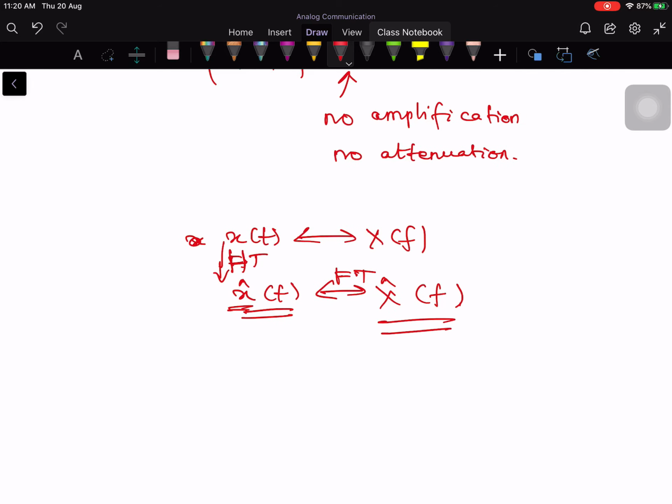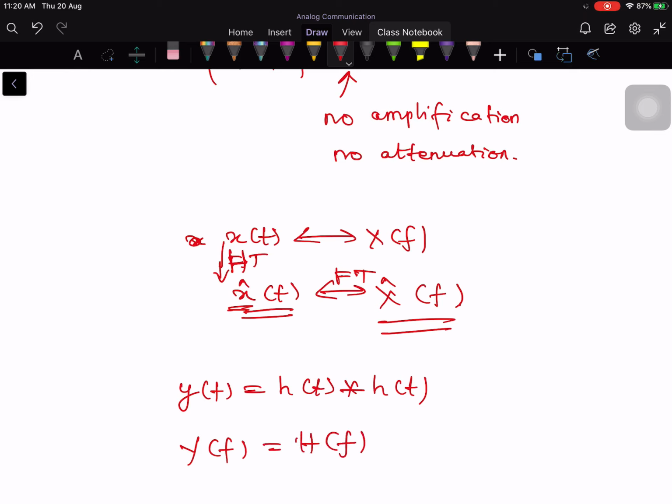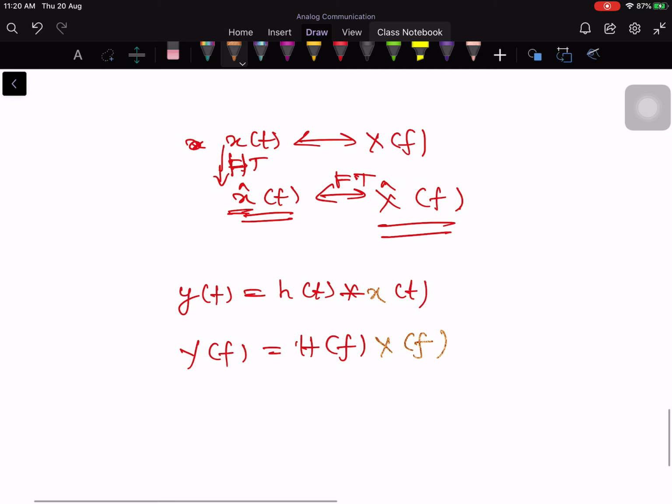Therefore, in the time domain, what is the relation? y of t is equal to h of t convolved with x of t. In the frequency domain, y of f is equal to h of f times x of f. Now this one we called x hat of t. So if you take the Fourier transform of this, you get x hat of f.